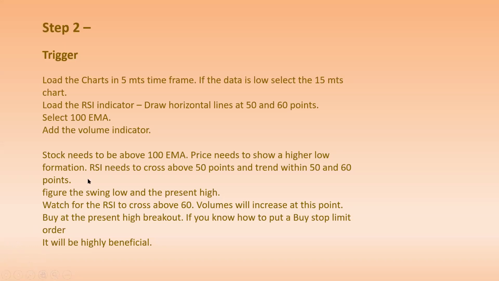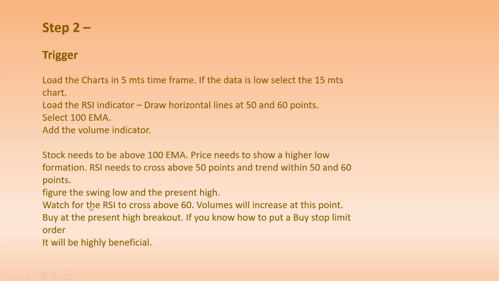Then we will be looking at the RSI, and the RSI has to cross above 50 points and trend within 50 and 60 points. That is also something I will be showing. First, it will cross 50 points, and then it's going to trend between 50 and 60. At that point, we are going to figure out the swing low and the present high.